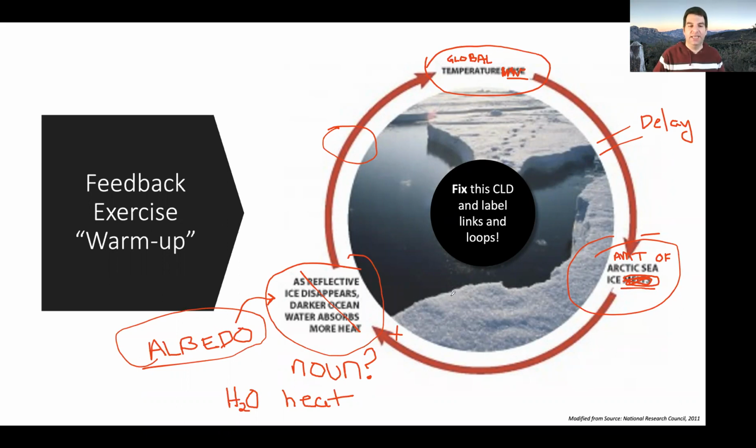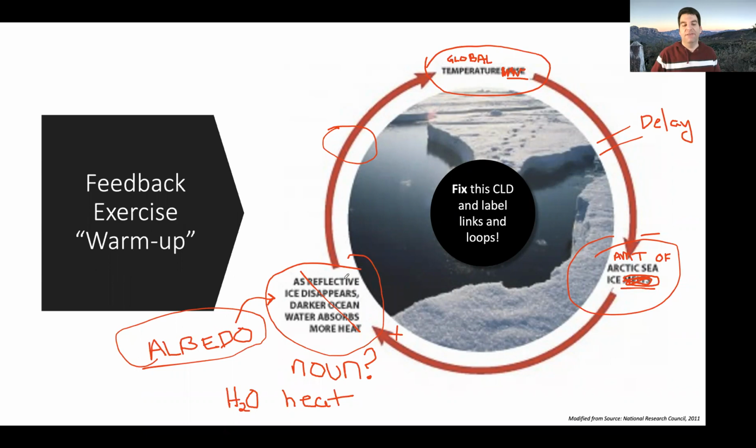Now I need the last link here. Imagine what would happen if my albedo increased, if my reflection increased. What happens to global temperatures if you start reflecting more sunlight back out into space? Is this going to be a negative or a positive? All right, I see a negative. That's a good question. I see "heats up," so positive. So we have to think about that.